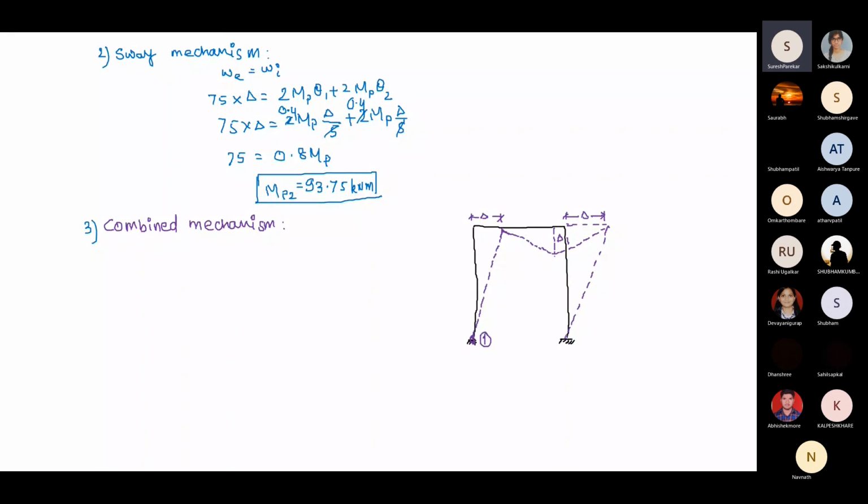So 1, 2, 3, and 4. And as joint B remains a rigid joint, the angle between the members remains the same. So if it is theta 1, then this also we have theta 1. This is theta 2.